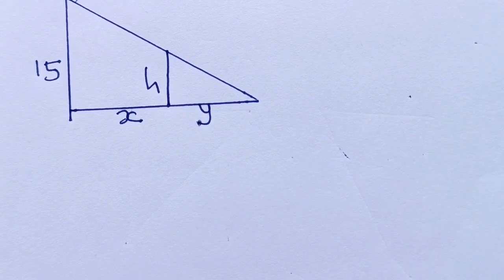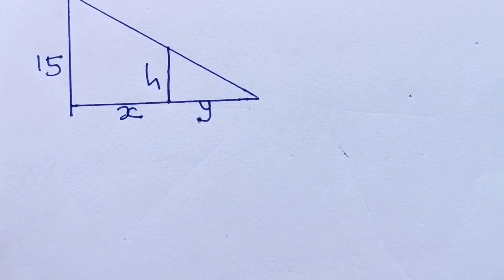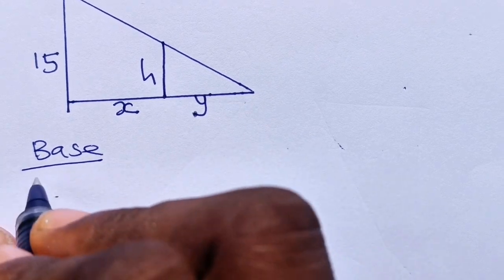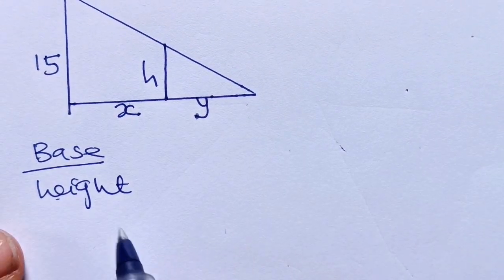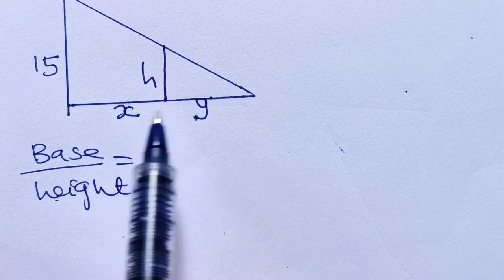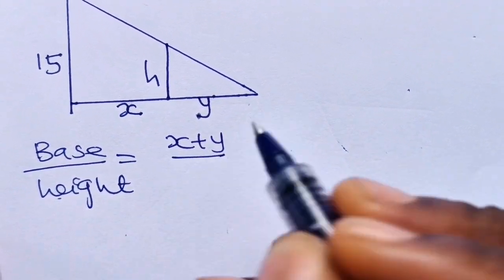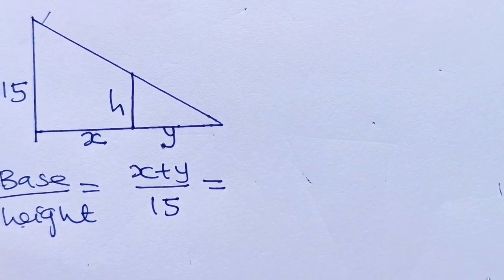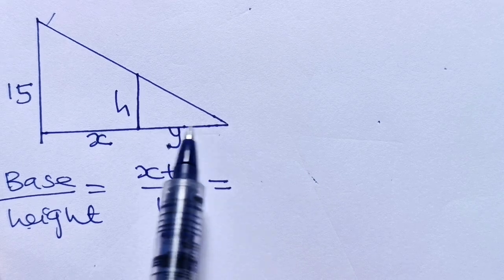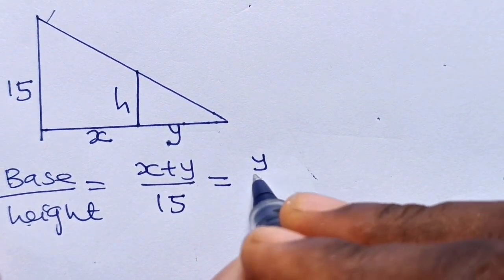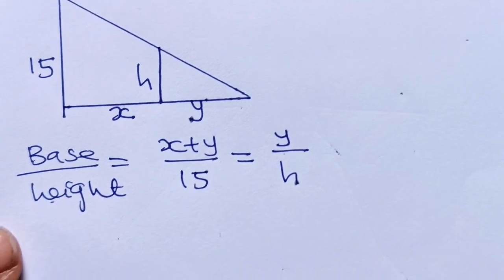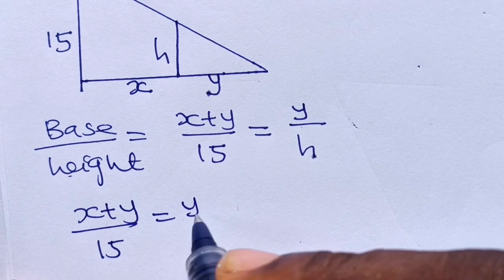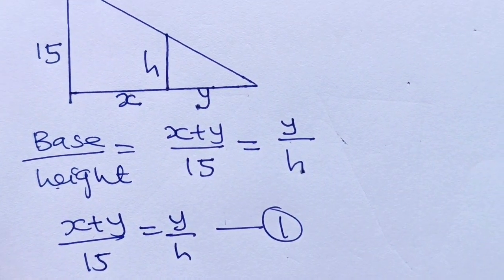Then if you remember what I explained about similar triangles, if we decide to get base divided by height, for the big triangle, the base is X plus Y. So we have X plus Y divided by the height, which is 15. Now this should be equal to, for the smaller triangle, the base Y divided by the height H. So for this particular diagram, we can say that X plus Y divided by 15 is equal to Y divided by H. Now let's call this equation 1.